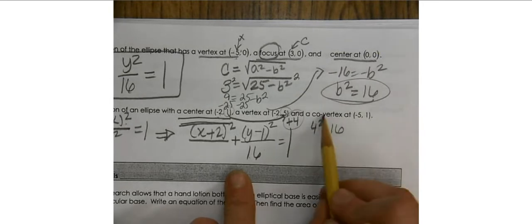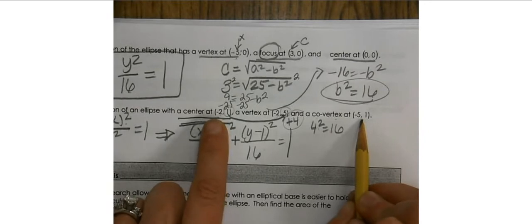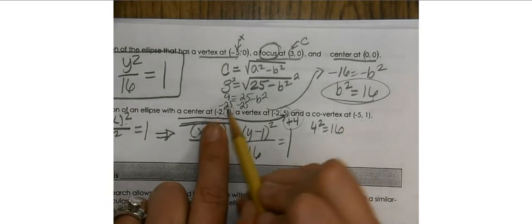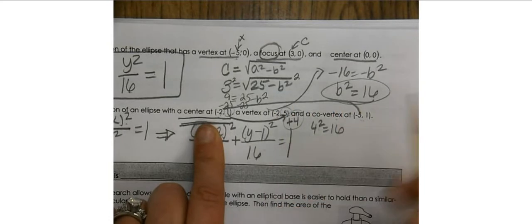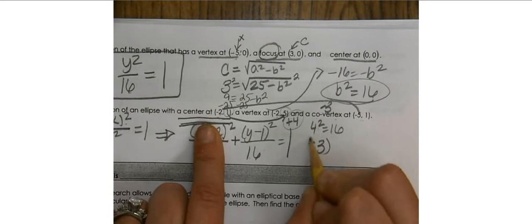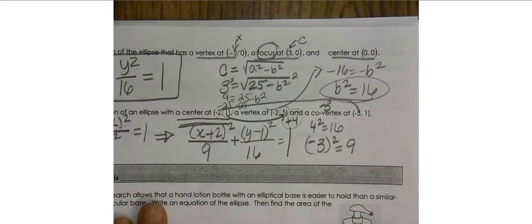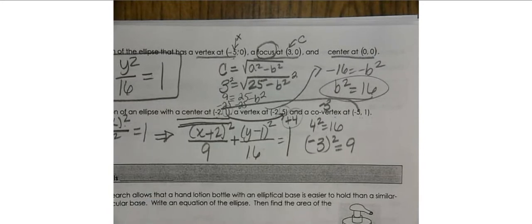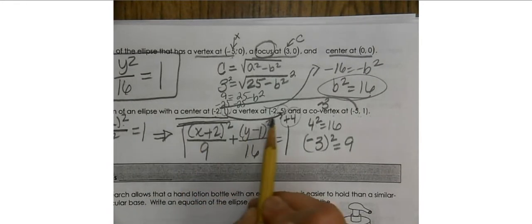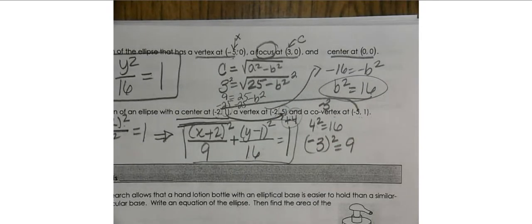Let's look at our co-vertex. The thing that changed in these two ordered pairs is our x value. To go from -2 to -5, we're subtracting 3. And so that's going to be -3 squared, and -3 squared is 9. So 9 would go below x, because that's the part that changed. And that's your answer. So the way to analyze this again is to check out which piece of the ordered pair changed compared to the center. So that's what you would do for those types of problems.